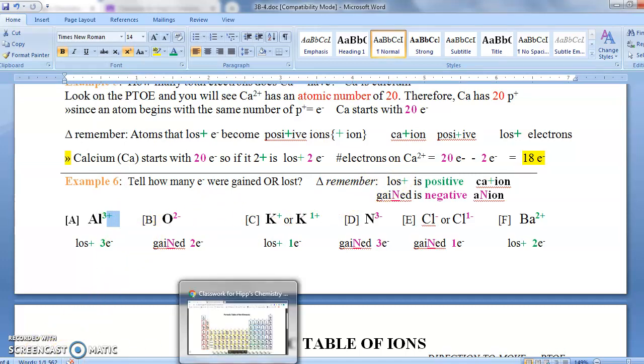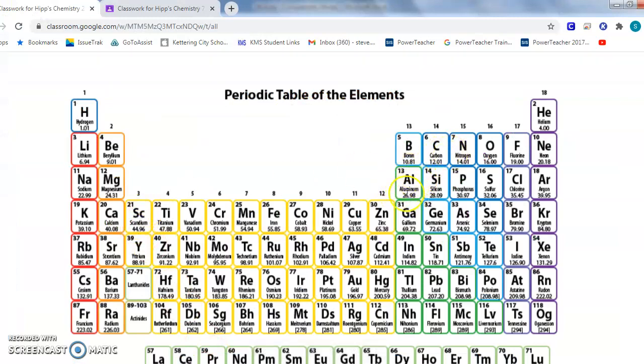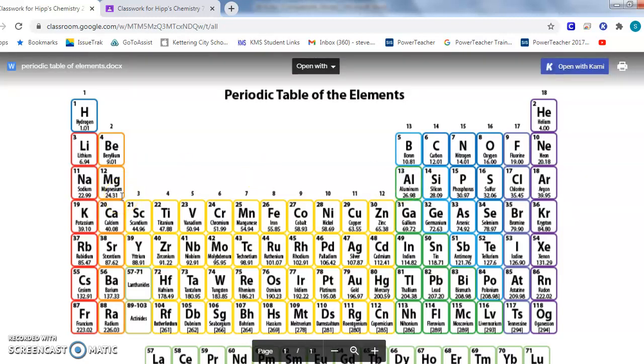We come over to the periodic table. Here's aluminum. Why would aluminum want to become 3+ or lose 3 electrons? Well, if it lost 1, it would have the same number as magnesium. If it lost 2, it would have the same number as sodium. If it lost 3, it would have the same number as neon, which is a stable, noble, or inert gas. Inert means it doesn't react. It doesn't react because it has the electrons it wants. So aluminum needs to lose 3 to be like neon.